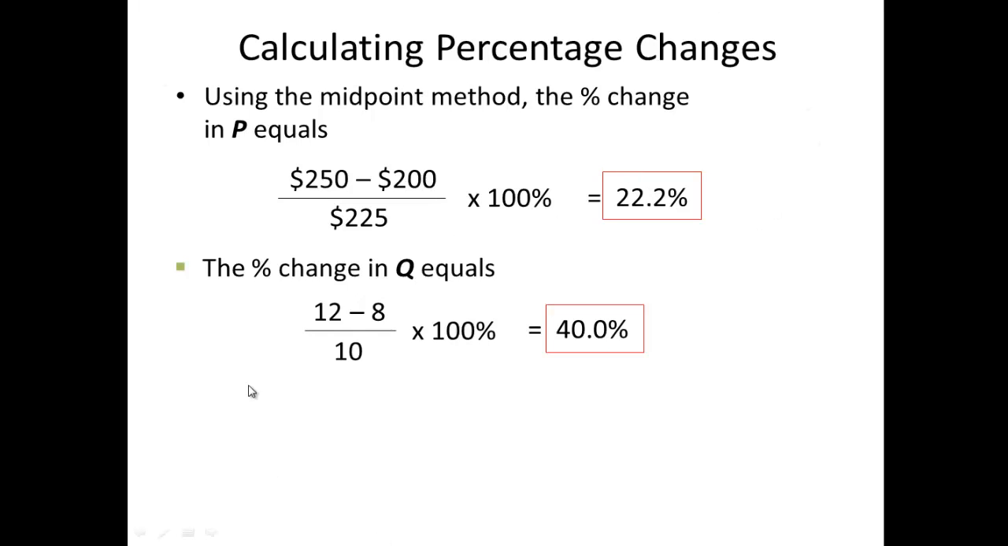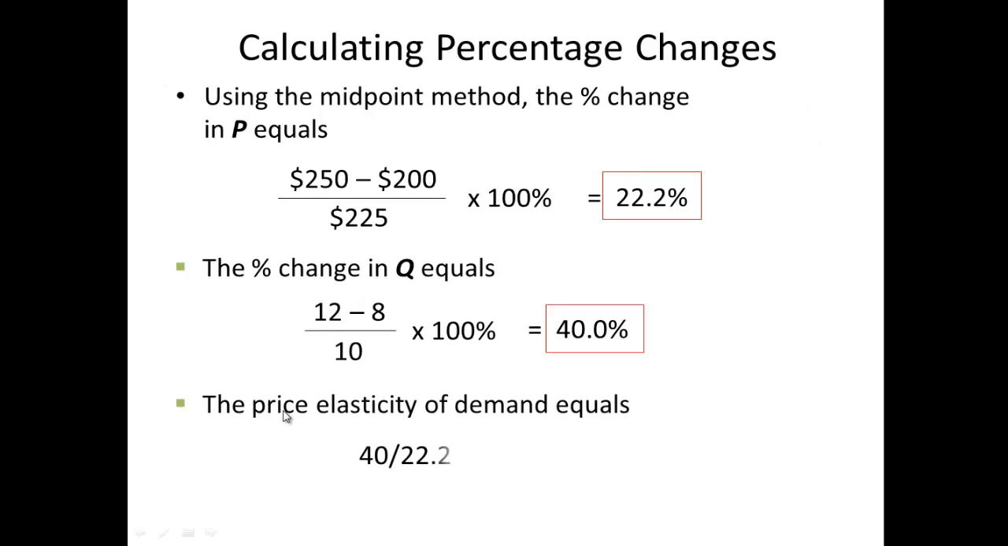So if we use the midpoint method to calculate the percentage change of price, you take 250 minus 200. The midpoint between 250 and 200 is 225. You multiply that by 100, and you get 22.2%.